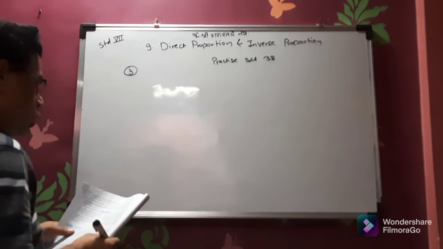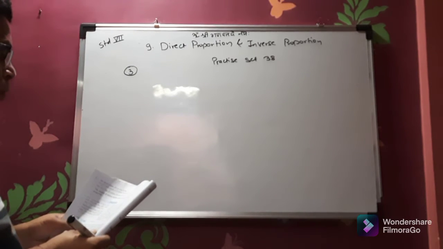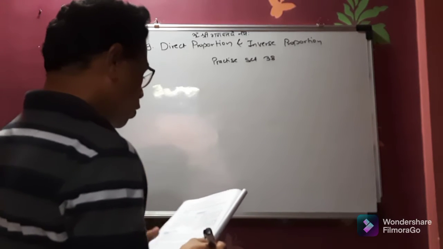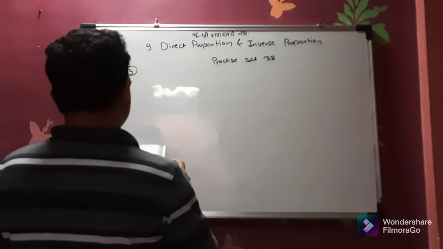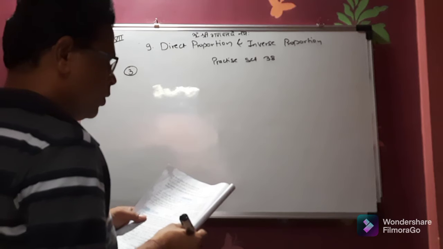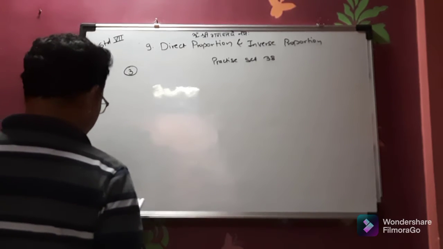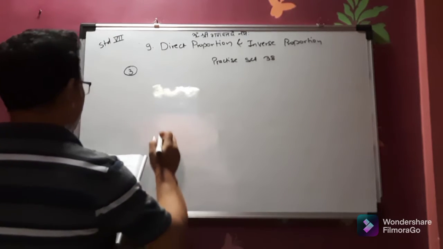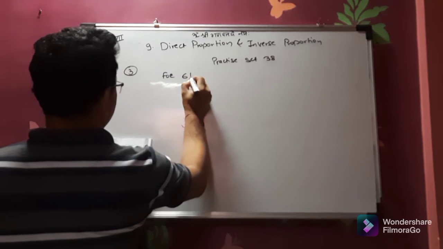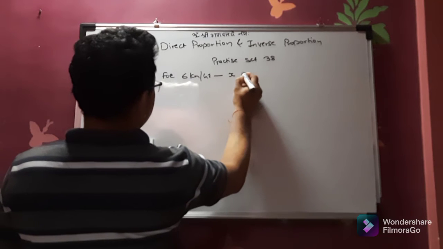Mary cycles at 6 km per hour. How long will she take to reach her aunt's house, which is 12 km away? If she cycles at a speed of 4 km per hour, how long will she take? So Mary is going to her aunt's house by cycle, running at 6 km per hour. So we will say for 6 km per hour it will require x hours.